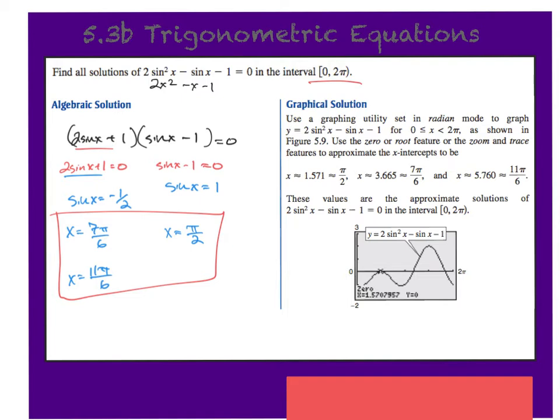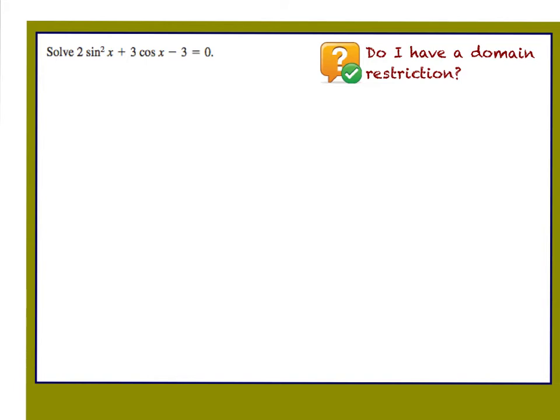Okay? All right. So now I have 2 sine squared x plus 3 cosine x minus 3 is equal to 0. What's wrong with this? They're not the same. They're not the same trig function. Which one can I solve? Or which one can I manipulate? The sine squared. Okay, so what is sine squared? 1 minus cosine squared. So that's what we're going to substitute in.